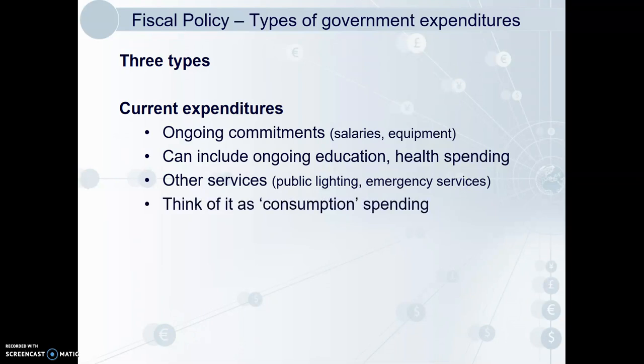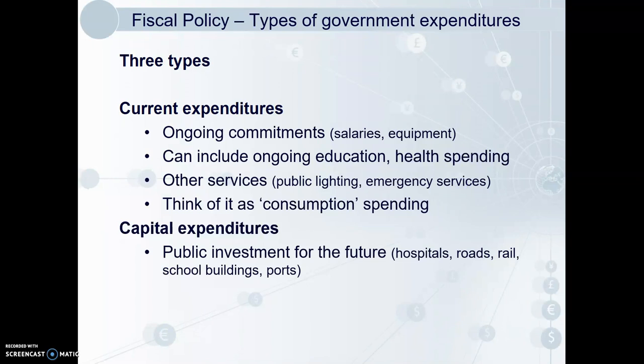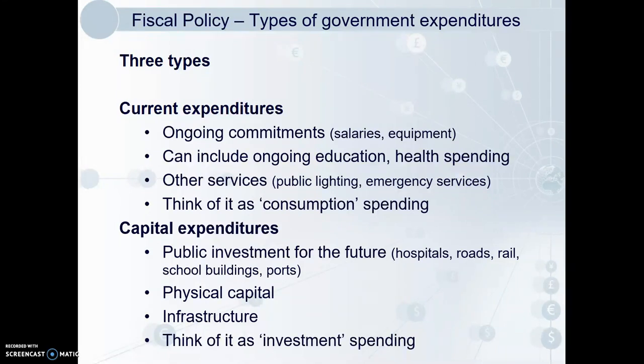So I like to think of these as consumption spending. Capital expenditures are the things that you can throw money at and then it's done. So hospitals: the actual building of the new RAH hospital was a capital expenditure. The ongoing spending to pay the nurses, the doctors and the other staff, lighting, that's all current expenditure. Other examples are roads, rail, school buildings and ports. Any sort of physical capital and infrastructure is a capital expenditure, and I like to think of this as more of an investment spending from the government. They're spending money now to invest for the future.